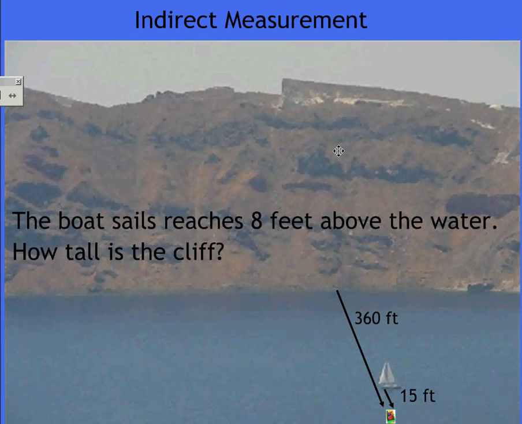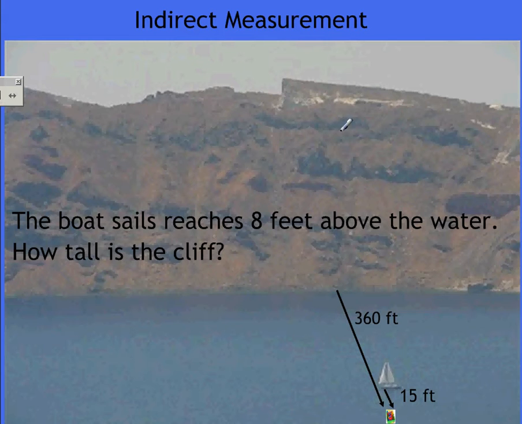Today's lesson is on indirect measurement, which relates to similar polygons that you did the other day. So looking at this example, the boat sails reach 8 feet above the water. How tall is the cliff? This is actually plenty of information to solve this problem.